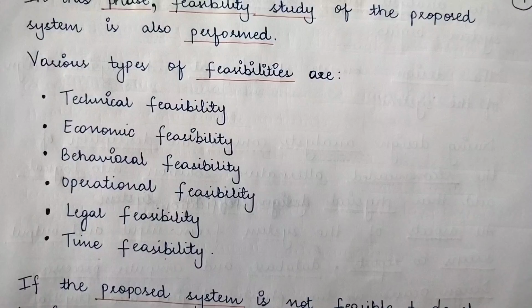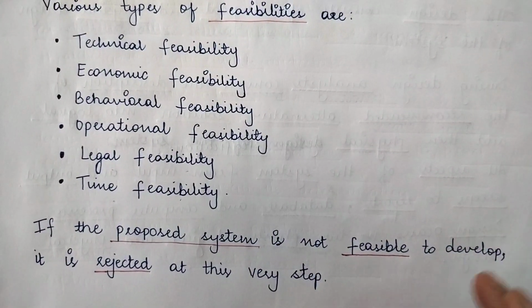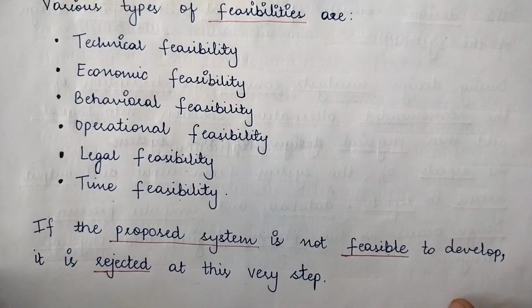So, all these studies are performed for a project, and if a project is found to be feasible for all these things, then the proposed system is taken ahead. Otherwise, if it is not feasible to develop, the proposed system is rejected at this very step.